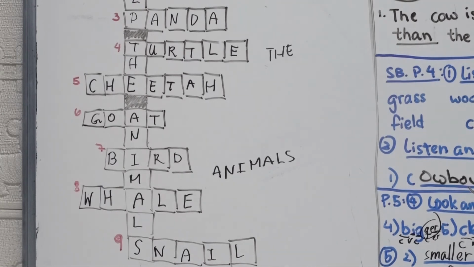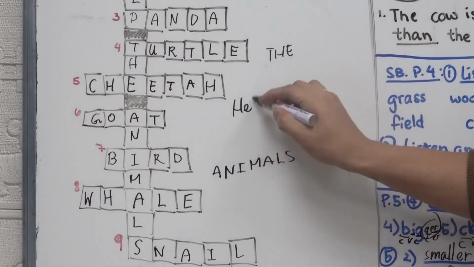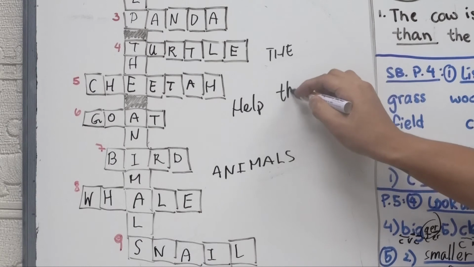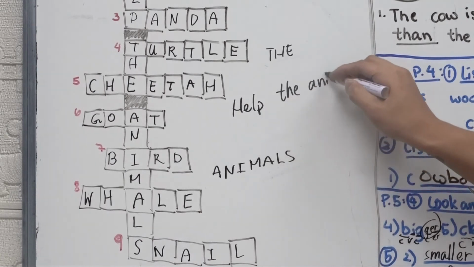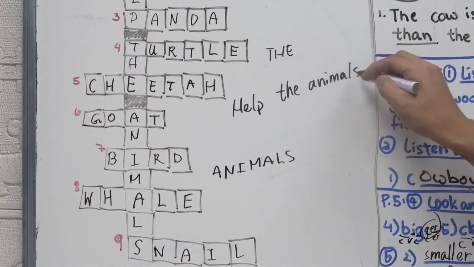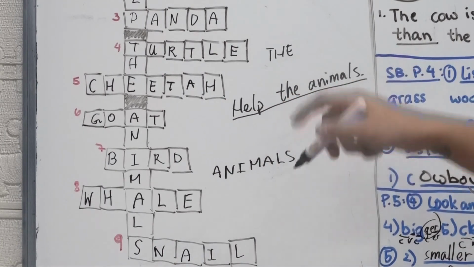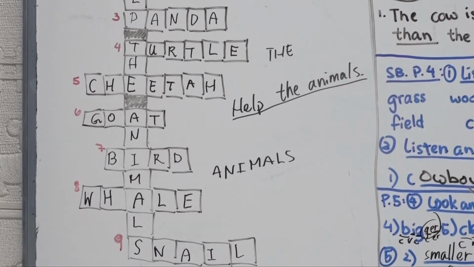If I write it down in one sentence, it looks like this. Help the animals. Yes, we should help the animals, right? Help the animals is the secret message. Help the animals, okay? So if you can find an animal, right?